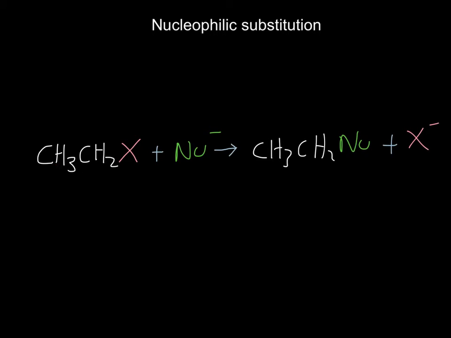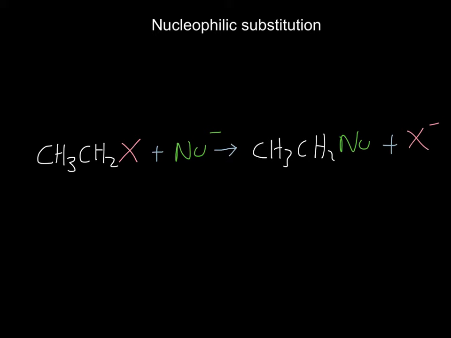So you've got here a haloalkane, so this could be chloroethane, bromoethane, iodomethane. So X is just representing the halogen. And then we've got a nucleophile. So this could be a number of different things. Could be something like ammonia, could be a hydroxide ion. It can have a negative charge, it can not have a negative charge.